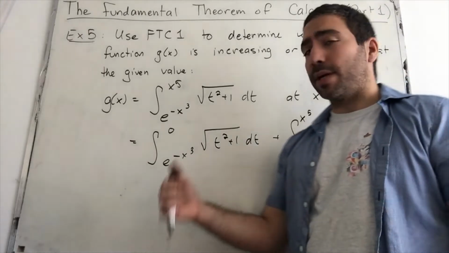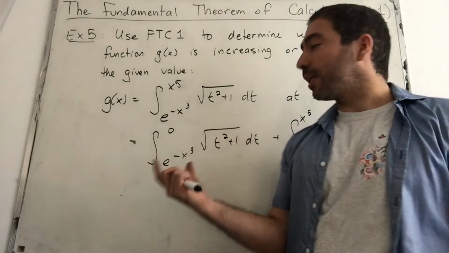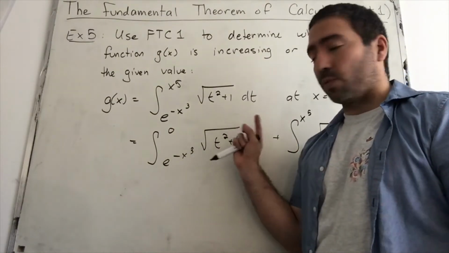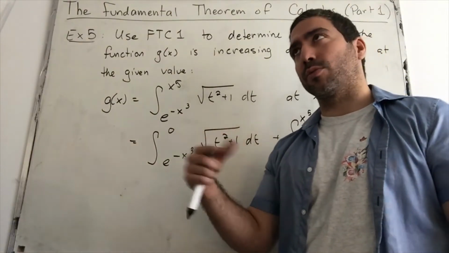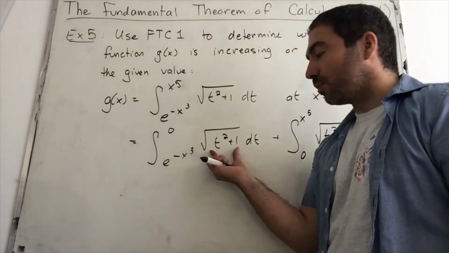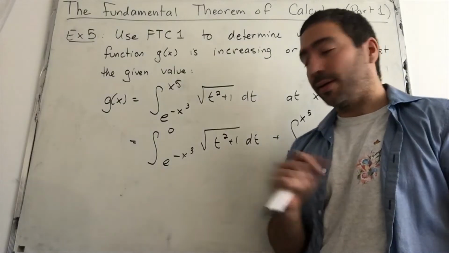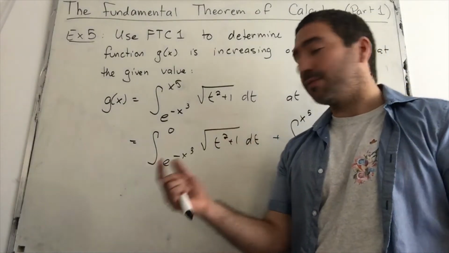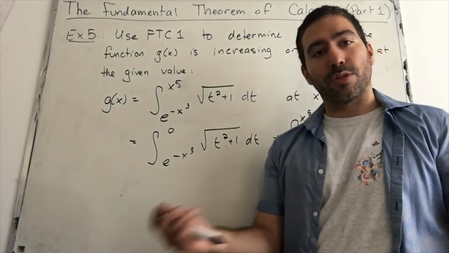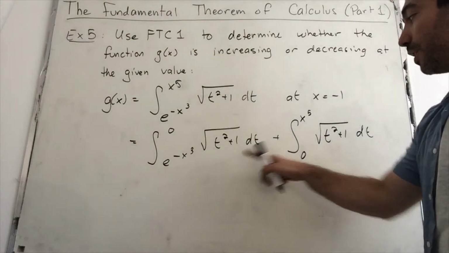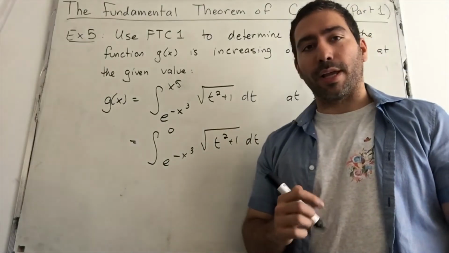Okay, so now we're ready to apply FTC part 1, but we have to ensure that the function we're working with is continuous. Is this function here continuous? We have to be careful. We have a square root. We know that we cannot take the square root of a negative. What's in the root, could that be negative? Well, no, because no matter what value you replace t with, you're squaring it, so it's always going to become positive, and you're adding 1 to it. So there's no issues there. So this is continuous for all values of t. We have continuity. We're ready to apply FTC part 1.